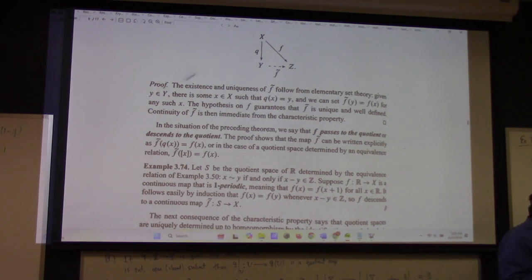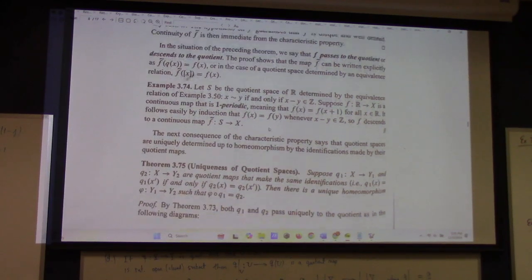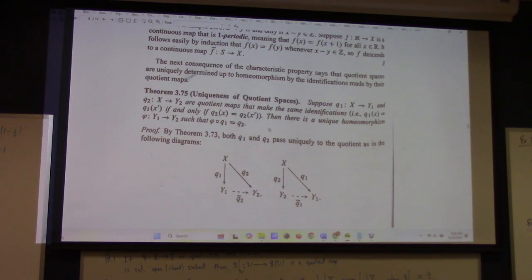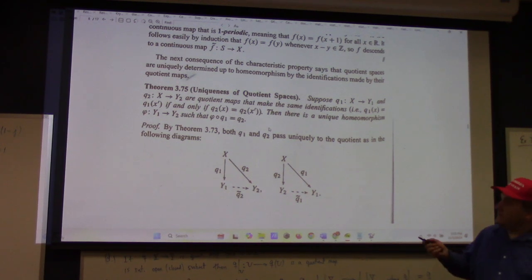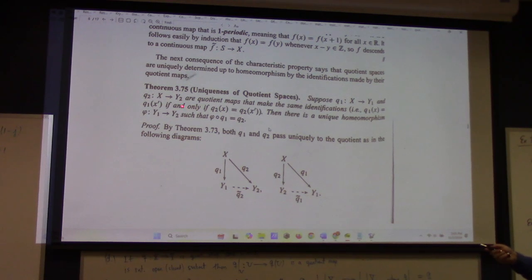Okay, so this one actually, the way this is applied and the page after is really, really cool. If you have two quotient spaces, all right, Q1 goes from X to Y1 and Q2 goes from the same X to Y2, and they're quotient maps that make the same identifications. In other words, Q1 of x is equal to Q1 of x prime if and only if Q2 of x is equal to Q2 of x prime. All right, so they're making the same identifications in the quotient.